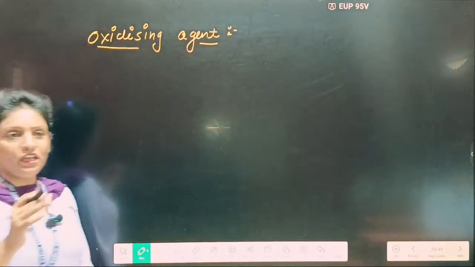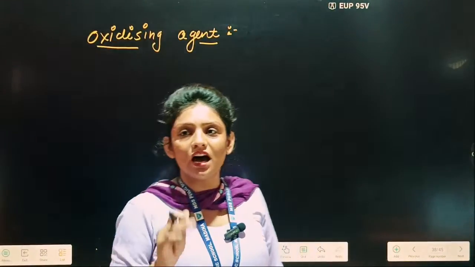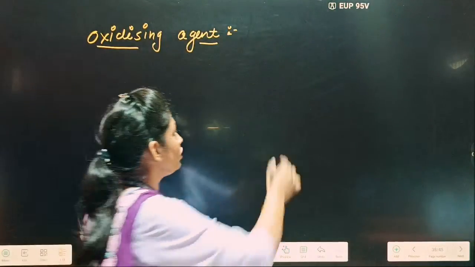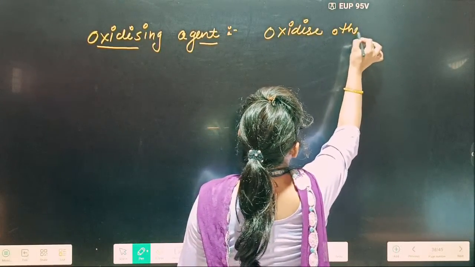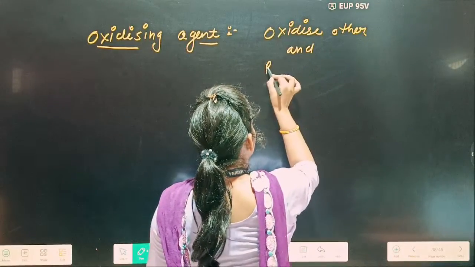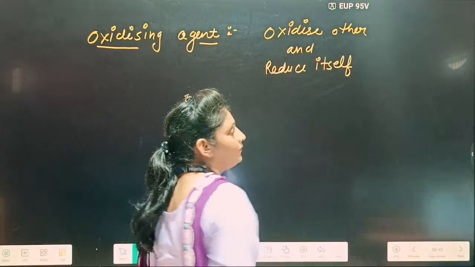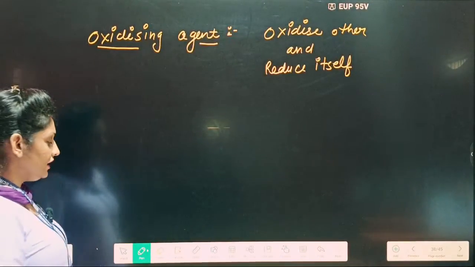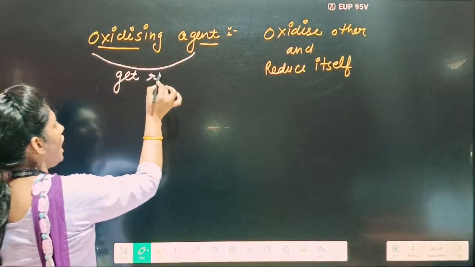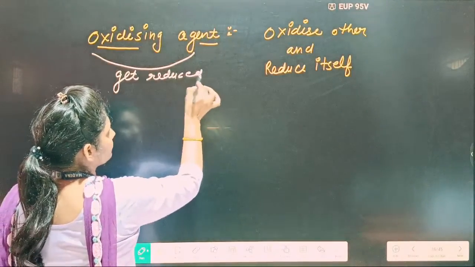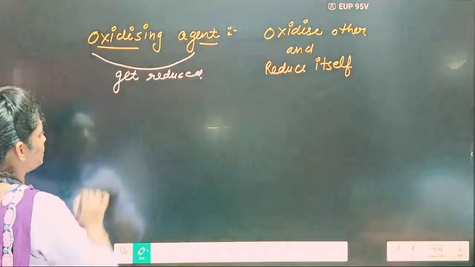Oxidizing agent, what do you mean by oxidizing agent, students? Oxidizing agents are those which oxidize others. The substances which oxidize others and reduce itself. Or students, we can say the substances which get reduced are known as the oxidizing agent. And just opposite to this one, it's reducing agent.